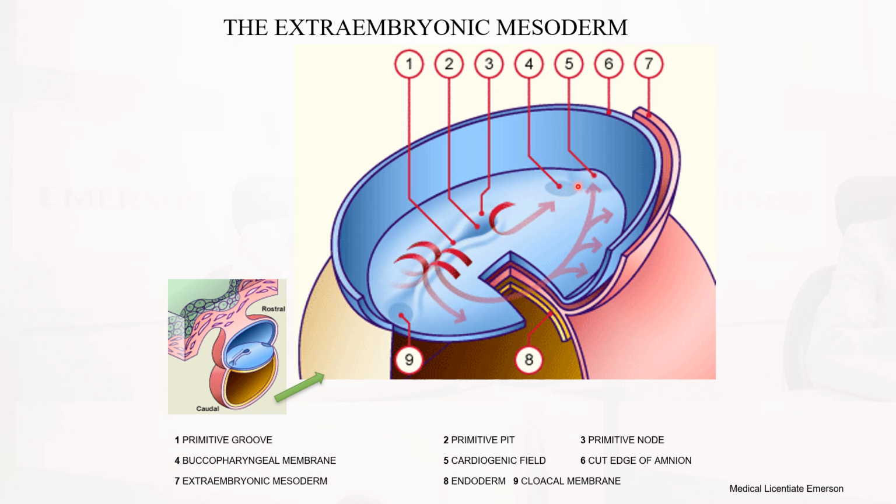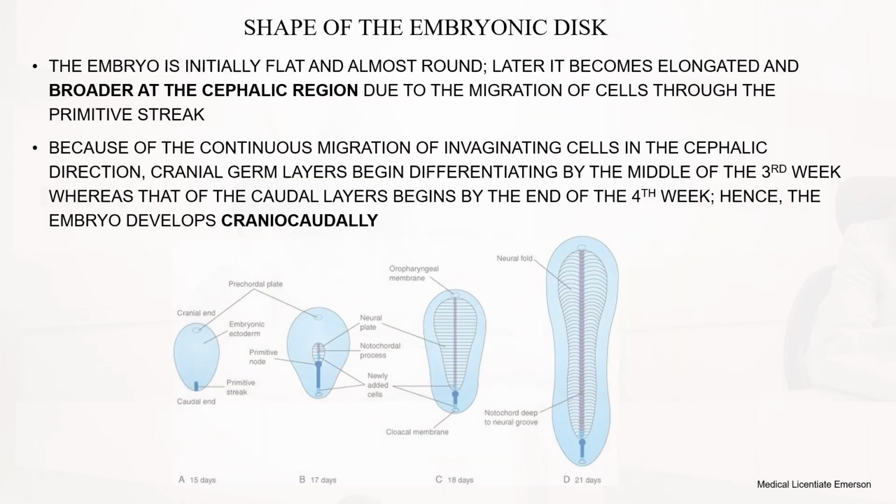And the sixth part is the cut edge of the amnion. Then the seventh part is the extraembryonic mesoderm. Then the eighth part is the endoderm. Then the ninth part is the cloacal membrane, which later, of course, forms the anus, the opening of the anus. Okay, so that's the extraembryonic mesoderm.